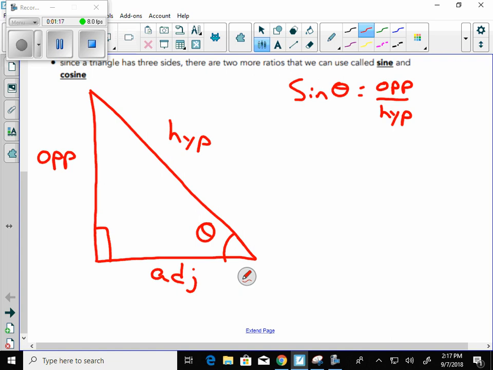Cosine now. The only one I haven't showed you guys. Maybe you guys can use your powers of deduction to determine what's left. Would be adjacent over hypotenuse. Okay, so these are the two we're going to use today. I'm just going to write out tan as well real quick.